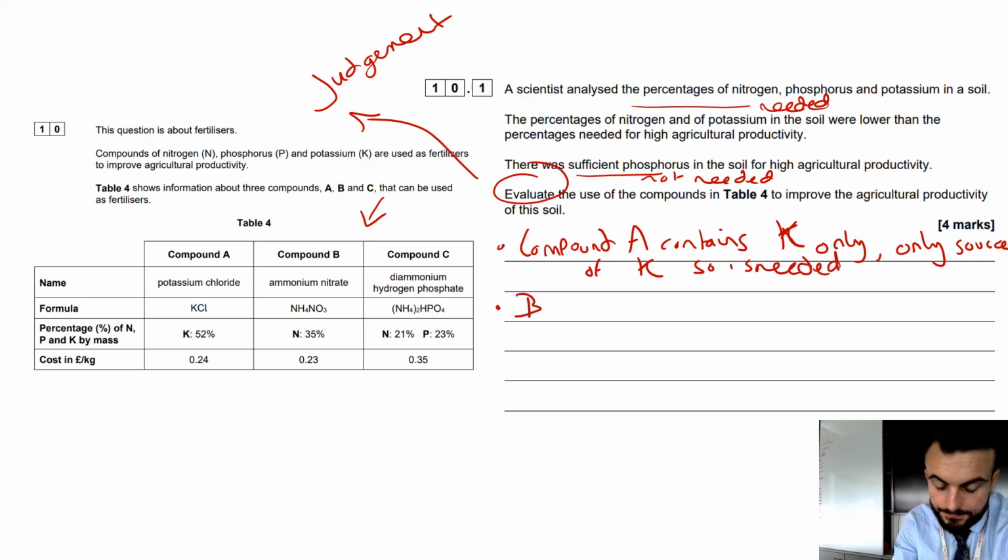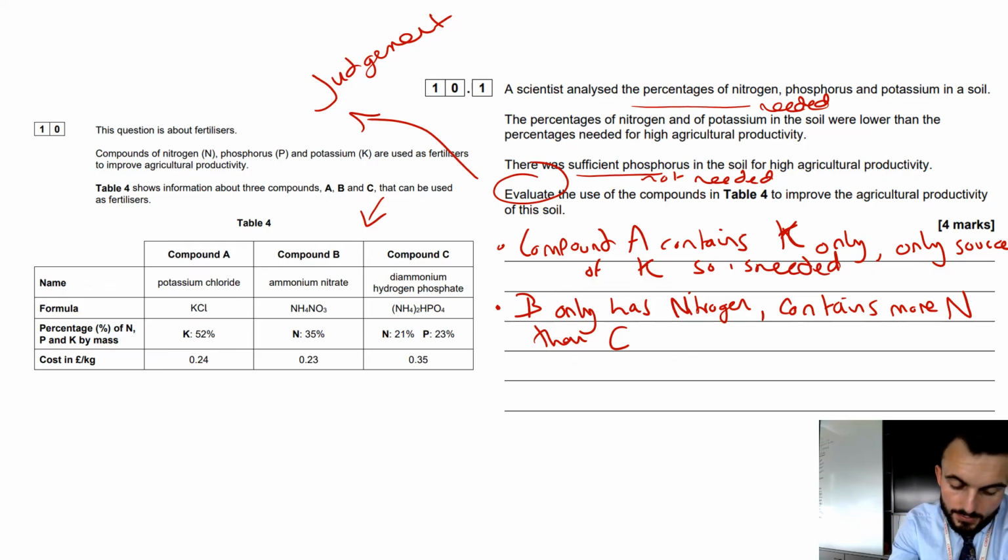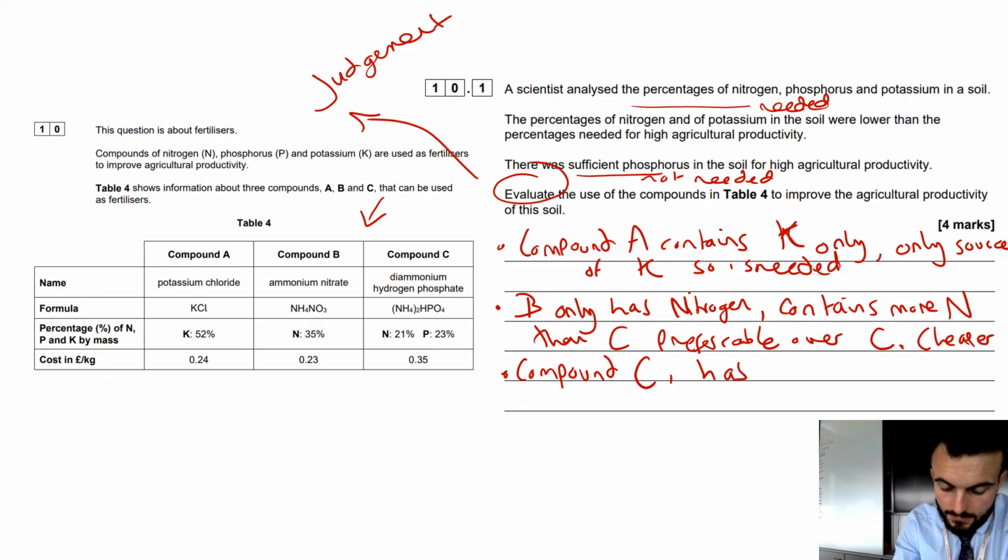Okay, B only has nitrogen, and it also contains more nitrogen than in compound C, so it's preferable over compound C. We can also say about that one that containing more nitrogen is cheaper. And then for compound C, it has phosphorus, which is not needed, as mentioned in the question.